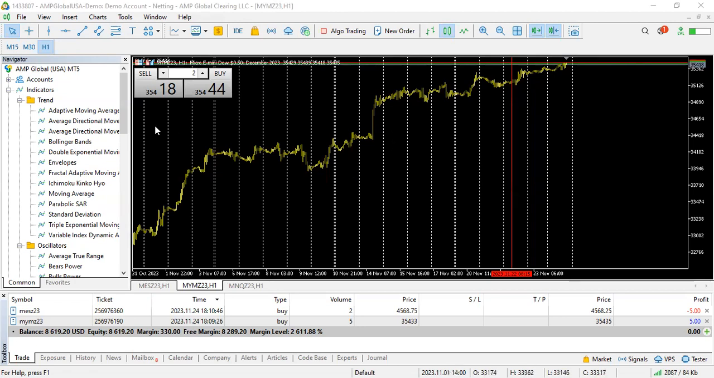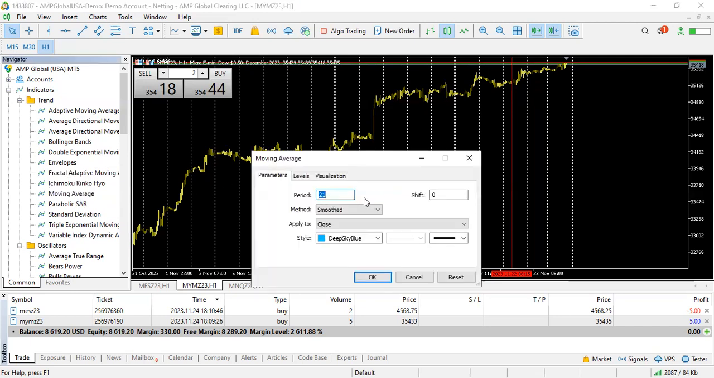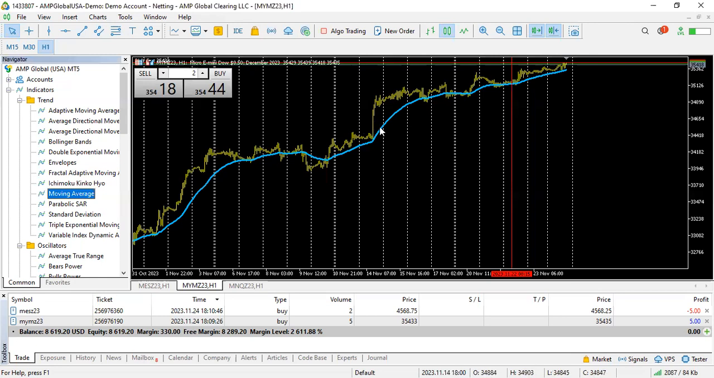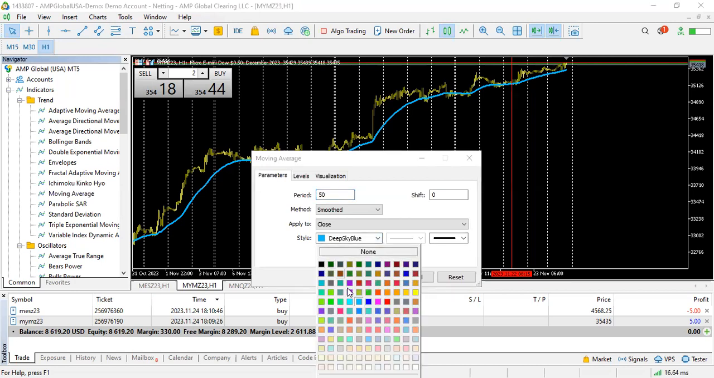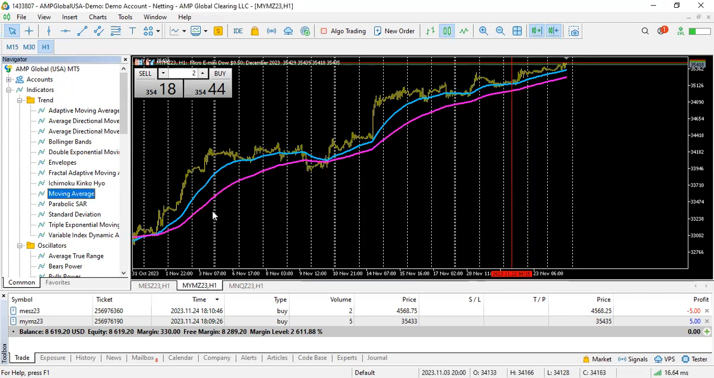What I'm doing is I load up two moving averages. My first moving average is 21, smooth close, any color that I want it to be. I like my moving averages to be thick, so we've got a thick 21. Then we load up our second moving average, which is 50. Same thing: smooth, close, thick line, and we'll change this to magenta. All right.